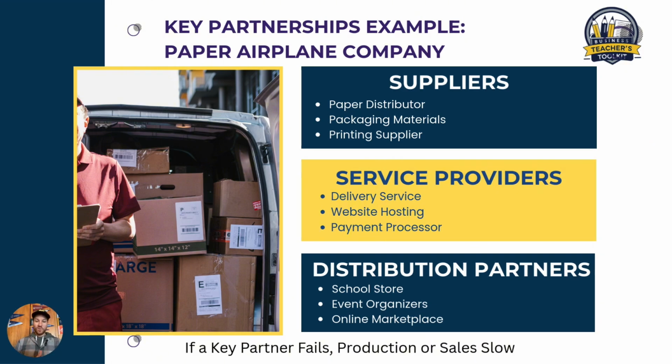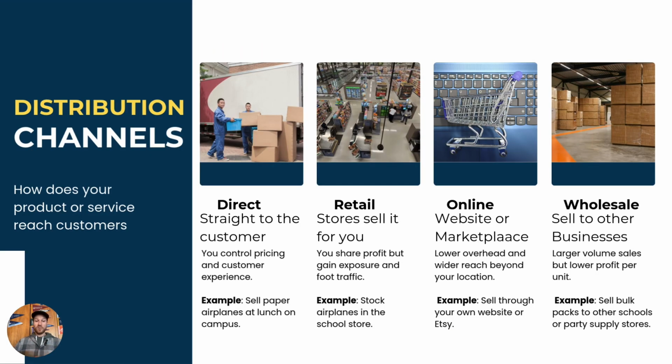Service providers. We're going to need a delivery service, and a website for our web base. Maybe we're not professional website developers, but we really make good airplanes. As a result, you need a website host, and you need a payment processing company to accept credit cards. Distribution partners: maybe I sell these through school stores or event organizers or on online marketplaces. If one of my key partners fails, production or sales also slow.